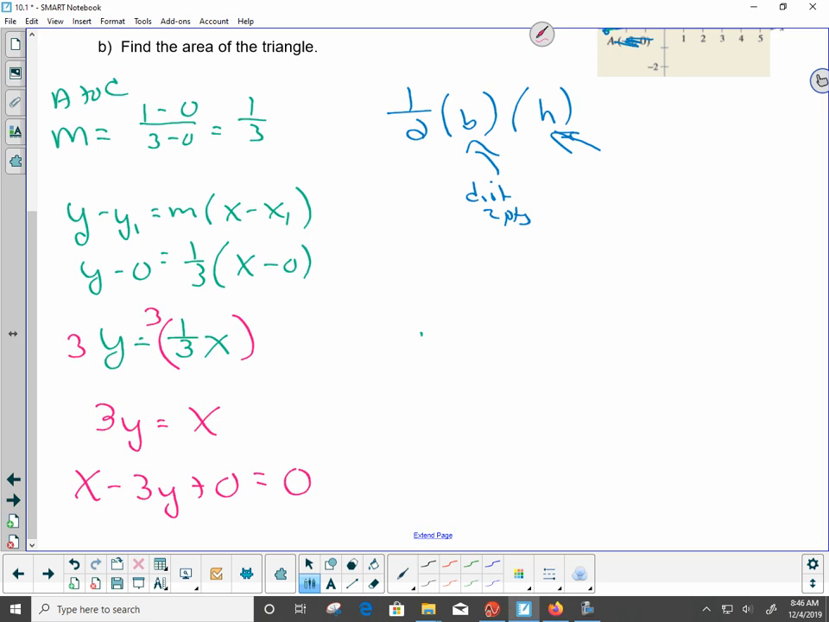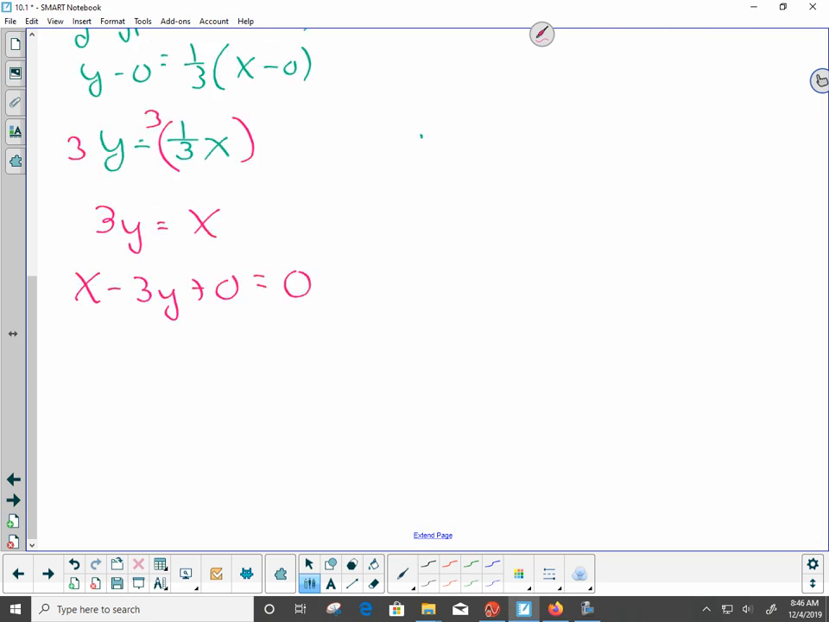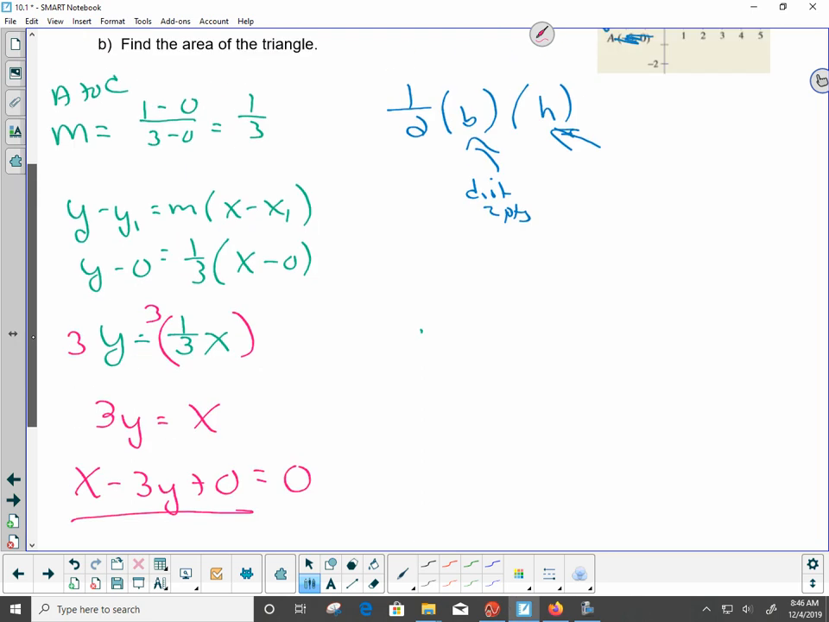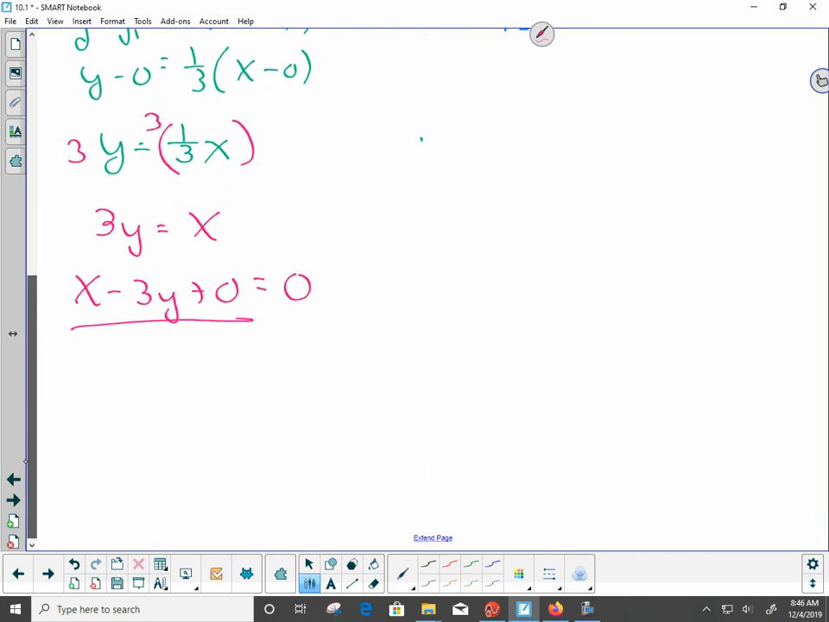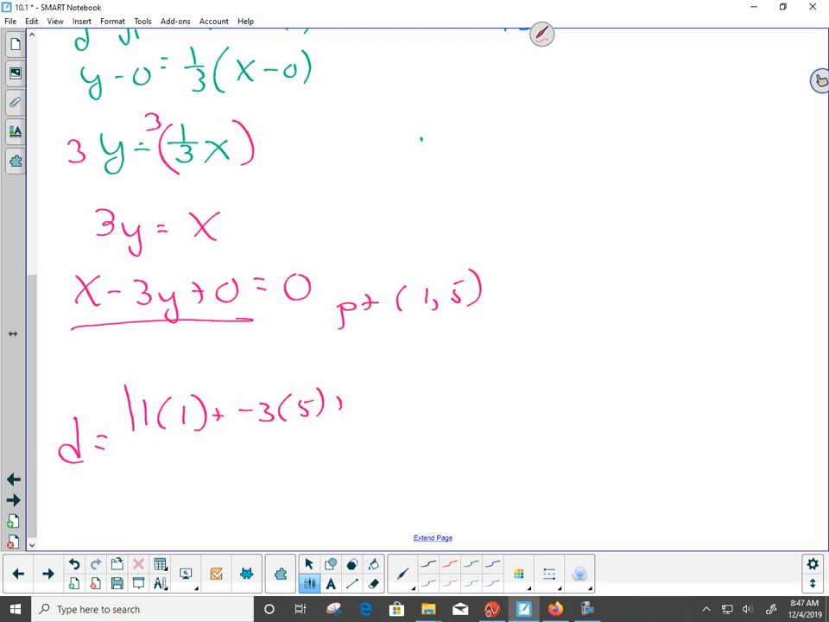Now, using that formula that I just learned, I'm finding the distance between this line and the point B, which is 1, 5. So I'm going to do distance is equal to my A, which is 1, times 1, plus negative 3 times 5, plus 0, all over the square root of 1 squared plus negative 3 squared.